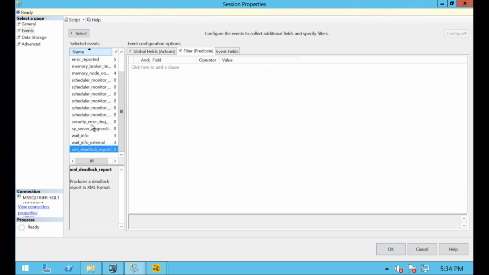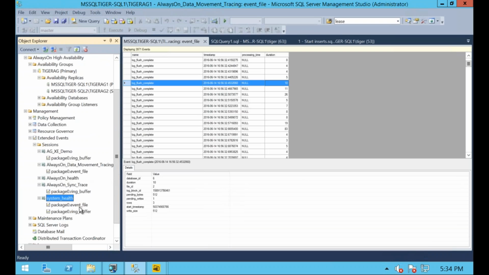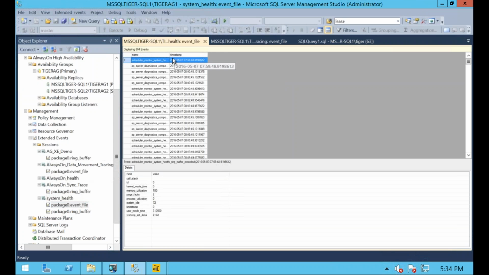Are there deadlocks? You would get all of this information by default. Now the last one, which is really great, is the SP Server Diagnostic Event. The SP Server Diagnostic Event is able to pull in a lot of information about the system health, which you will see right now. So let me go ahead and pull up the event file for the system health.